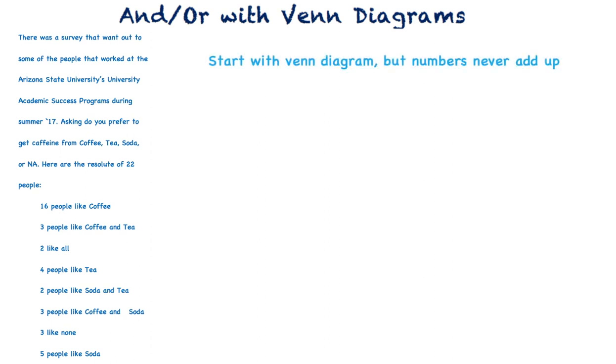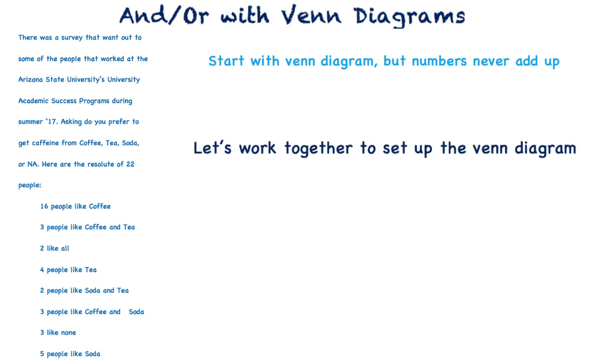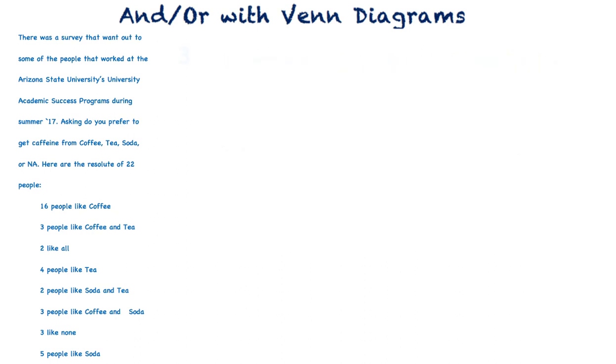I want to say that we can start by making a Venn diagram so we can see what is happening with the data. This is one of the parts I have difficulty with. My numbers never add up to be the number of people in the data, but it's always way more. Okay, let's work through making a Venn diagram together. How many circles do we need, and what should we label each circle? We need 3 circles. We can label C for coffee, T for tea, and S for soda.